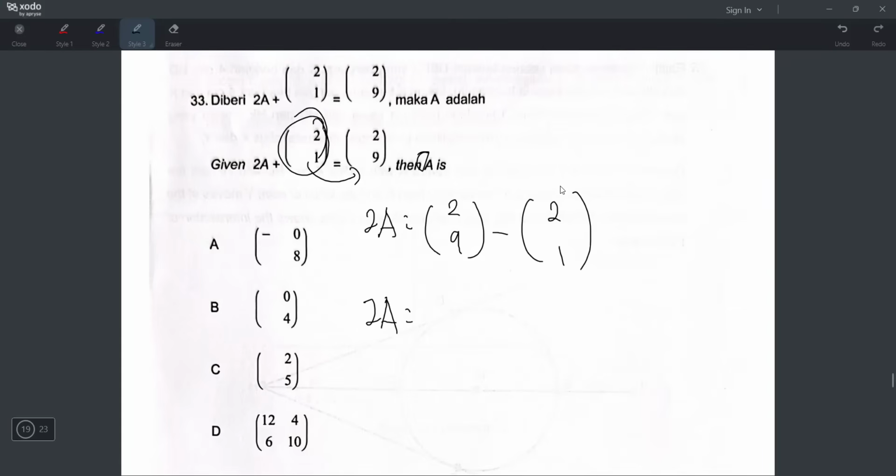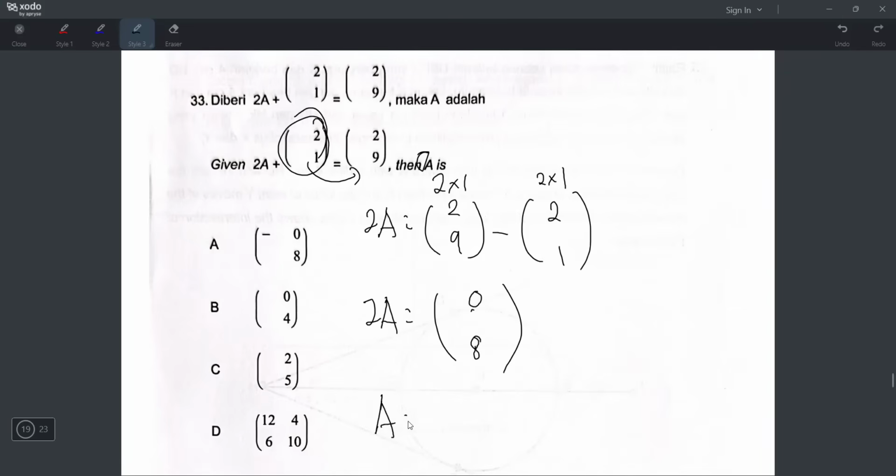Okay, how do you plus or minus matrix? First, you have to make sure the order has to be exactly the same. If the order is not the same, you cannot perform addition or subtraction. You cannot do plus minus if the order of the matrix is not the same. But the order is the same. 2 times 1, 2 times 1, 2 row, 1 column. So the answer will come out 2 times 1 also. And how you subtract, top minus top, bottom minus bottom. Okay, so 2 minus 2, 0. 9 minus 1, 8. That's the way to do it.